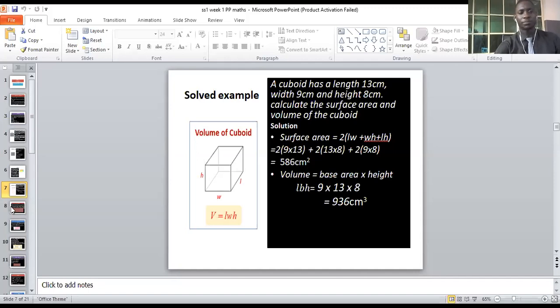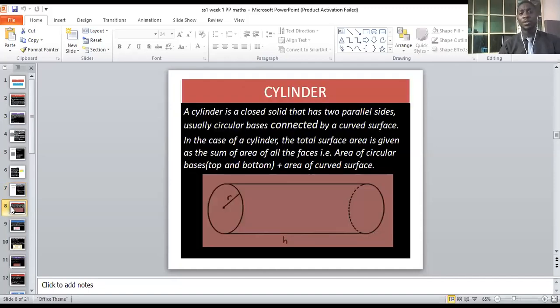So we look at the next shape, a cylinder. In the case of a cylinder, you can see it has 2 parallel sides. These are the parallel sides here.